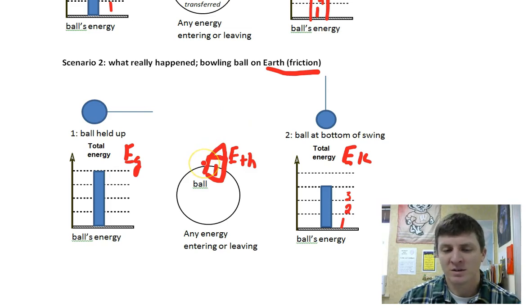So that's the basics of LOL diagrams. You essentially have the energy before, the total energy after, and then you have how much is entering or leaving the system, depending on if there's friction or not.